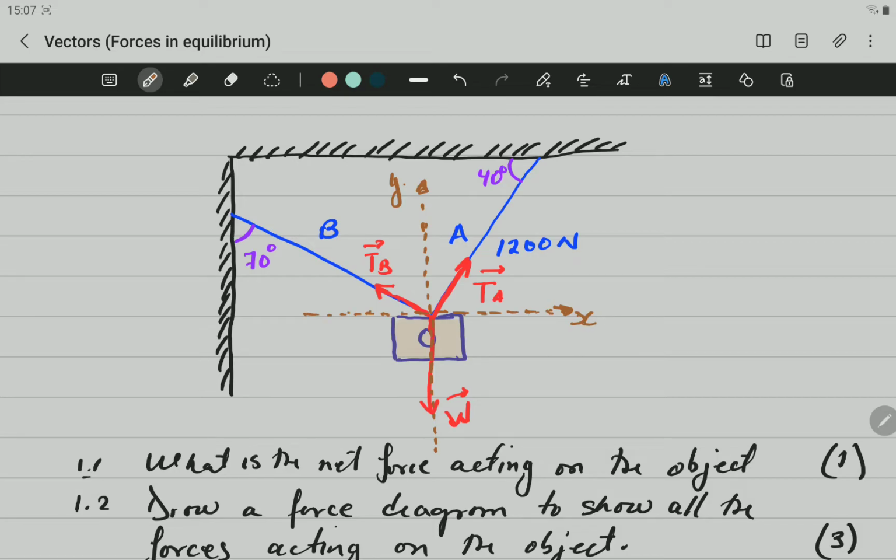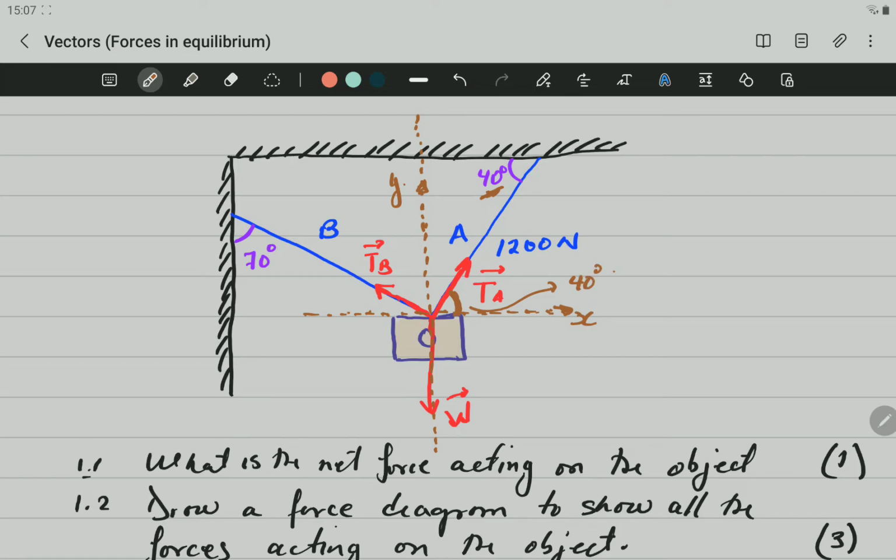Now let's do one small analysis on the angles. We need to know what angles those are. If we extrapolate this to the ceiling, this angle of 40 degrees is equal to this angle here because they are alternate angles between parallel lines. So this angle there is also 40 degrees.